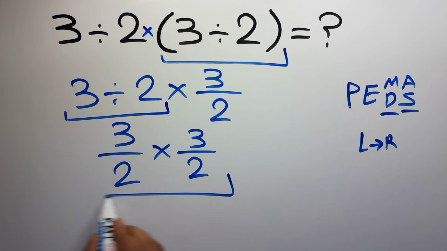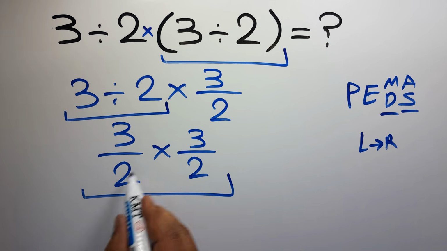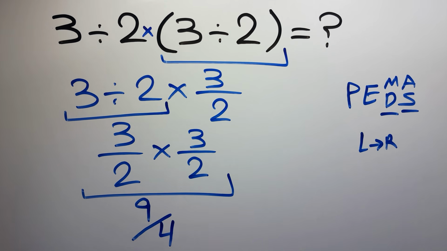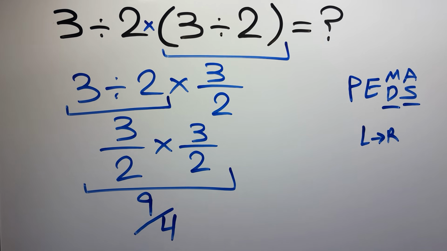Okay, which equals 3 times 3 gives us 9. So 9 over 2 times 2 gives us 4. So 9 over 4. And this is our final answer to this problem.